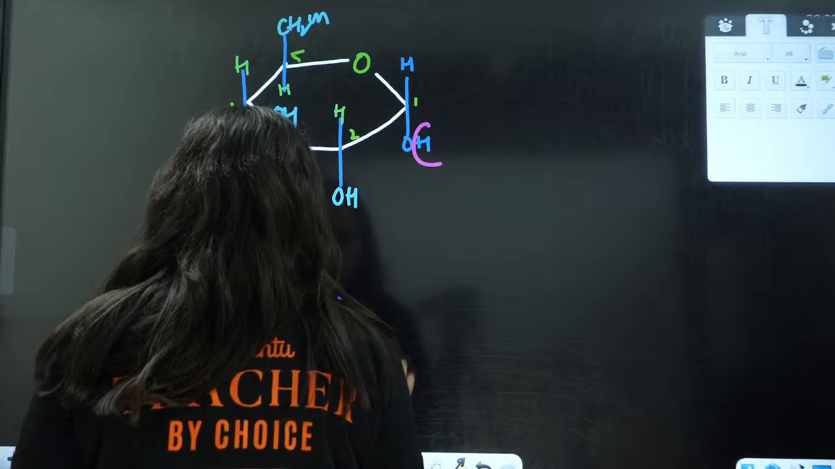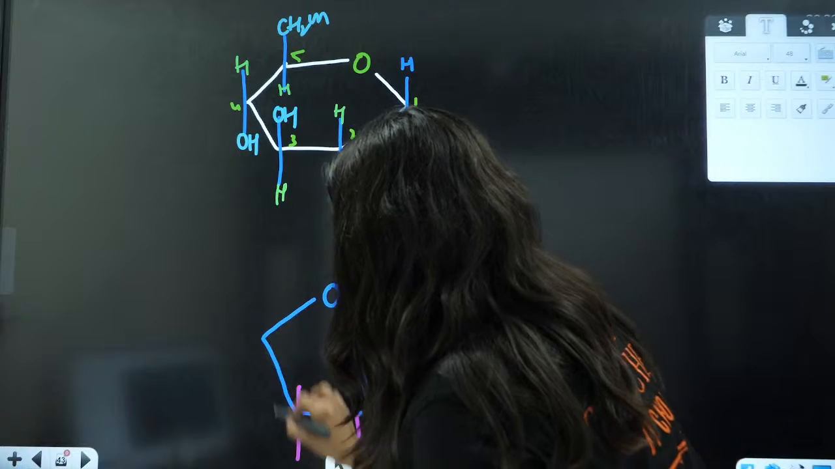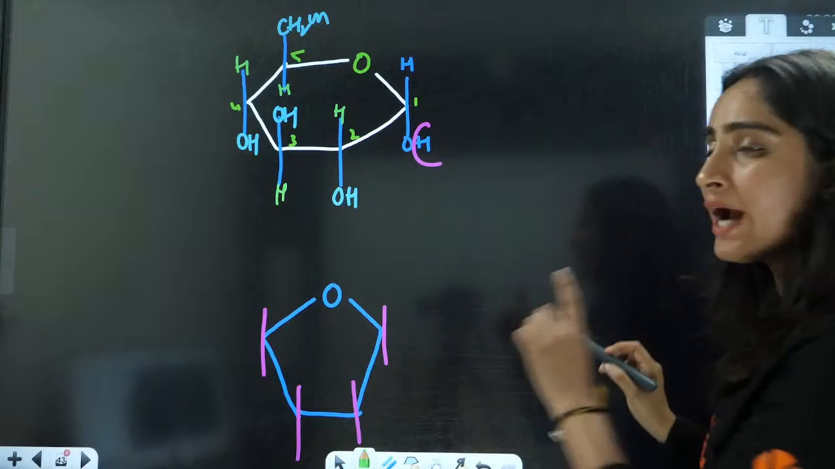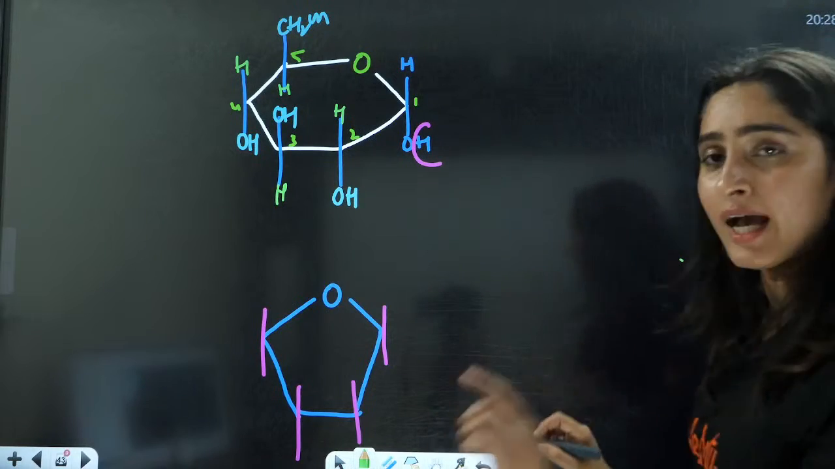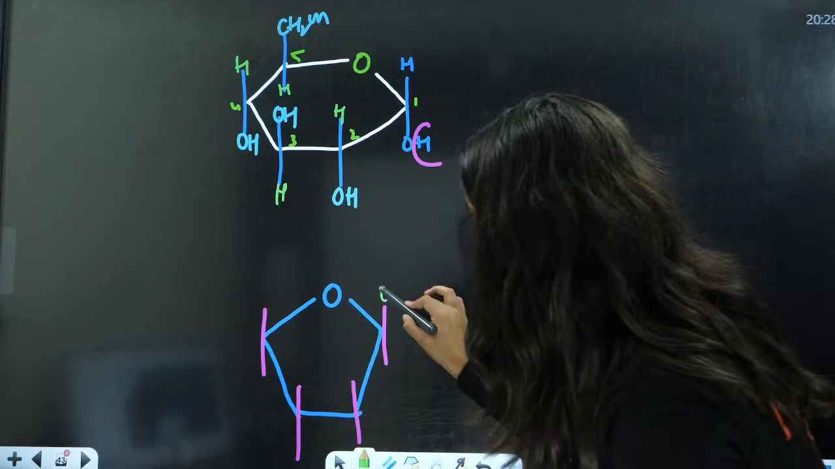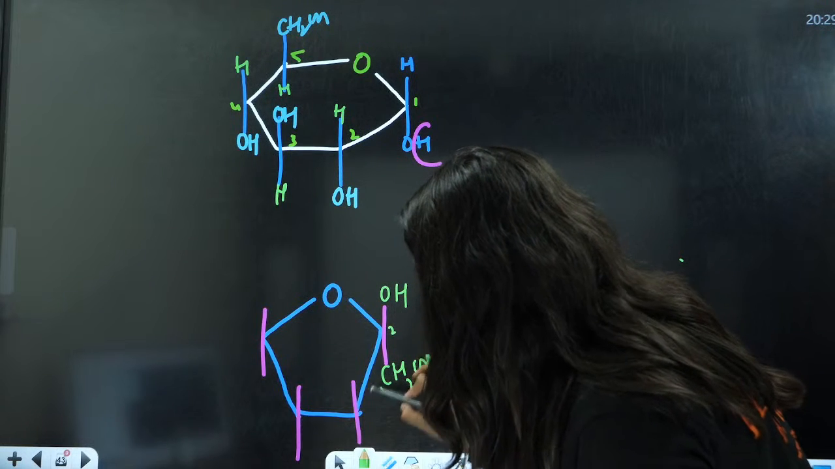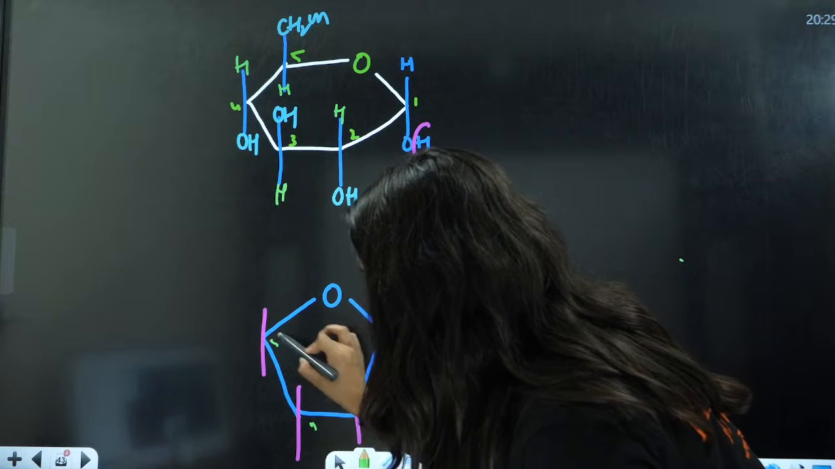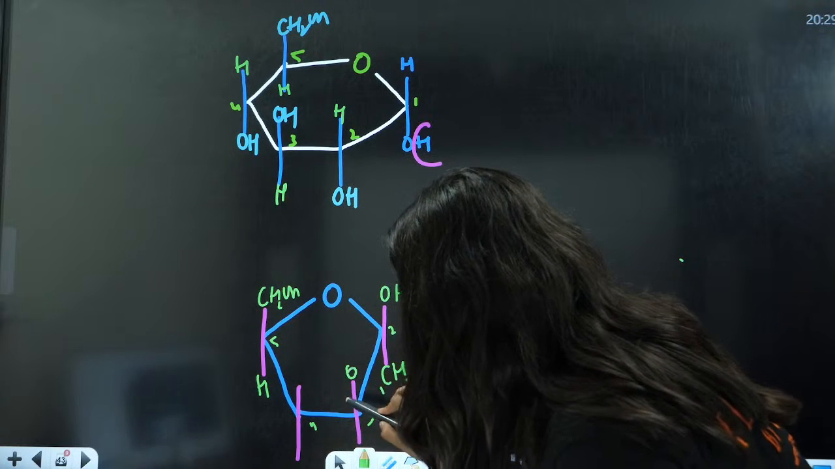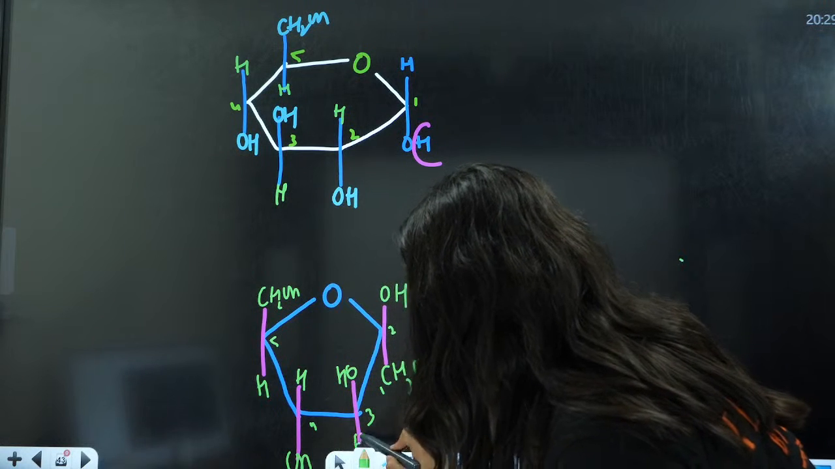This is your beta, right? If they draw beta, this is 1, this is 2, this is 3, this is 4. Now at beta you have OH on the left side, that means on the upside. This is the OH, this is CH2OH, this is first, second, third, fourth, fifth, sixth. This is hydrogen. On the third you have OH on the left side, that is upside. This is hydrogen, this is OH and this is H.